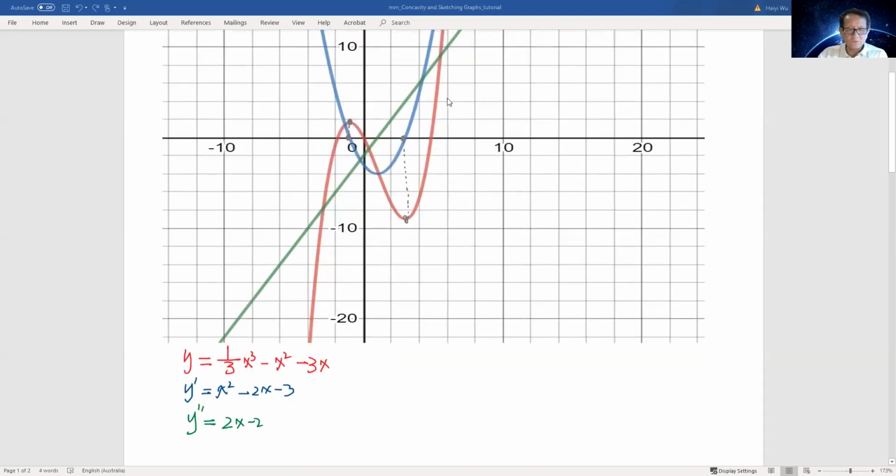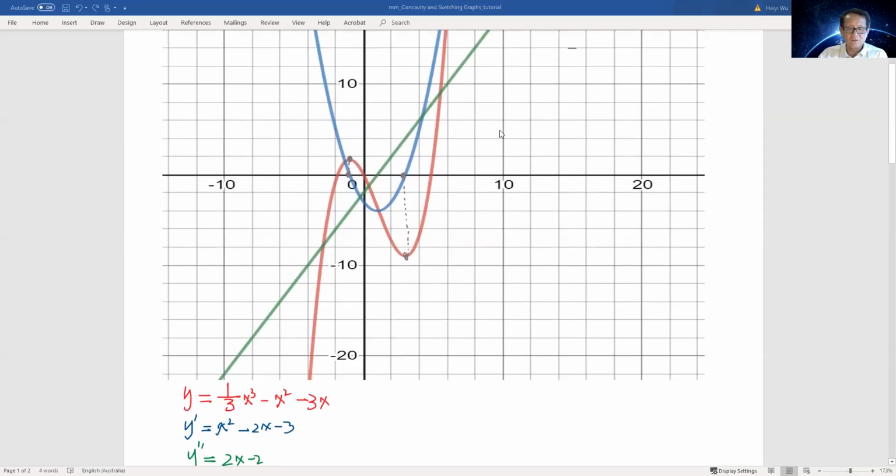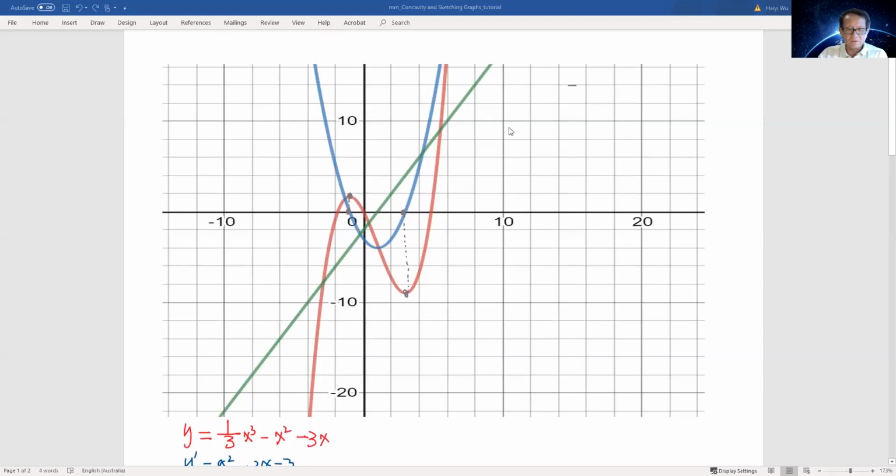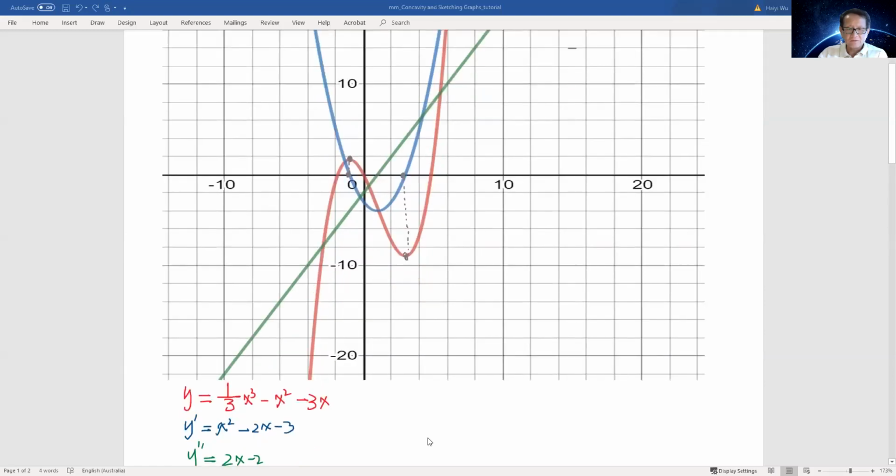Lastly, this green straight line is the second derivative of y, which is differentiating the first derivative, which is 2x minus 2. So that's the straight line. Those three graphs we put onto the same Cartesian plane. So let's have a look at the relationship between those three graphs.